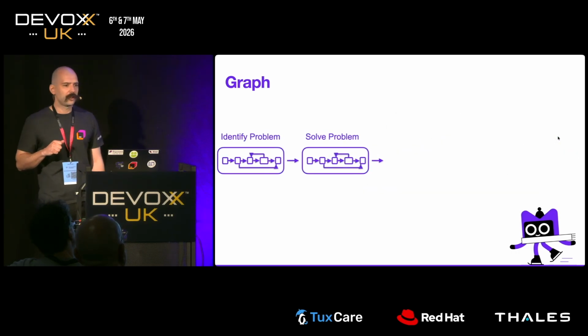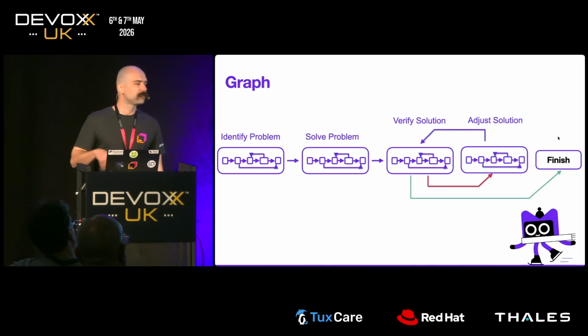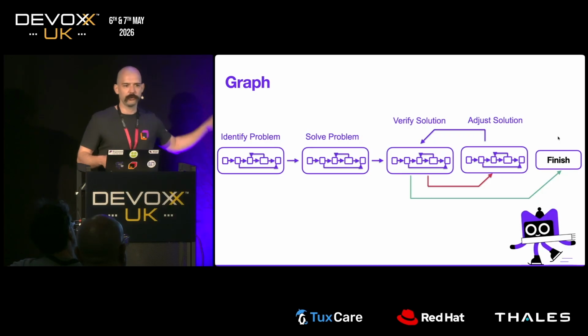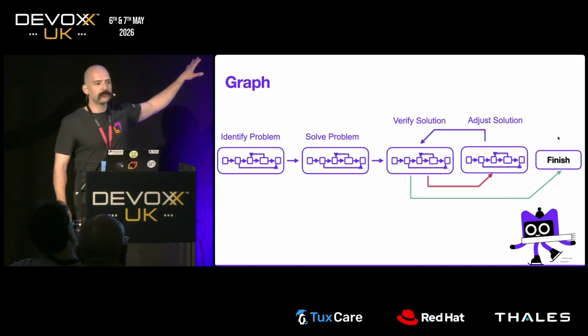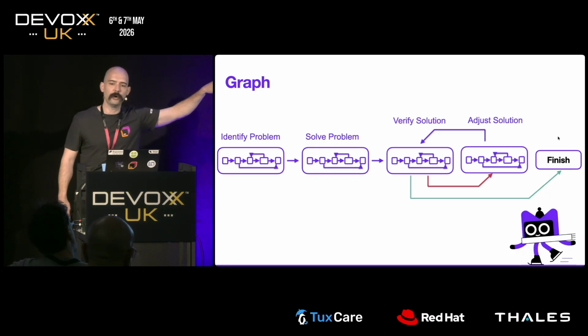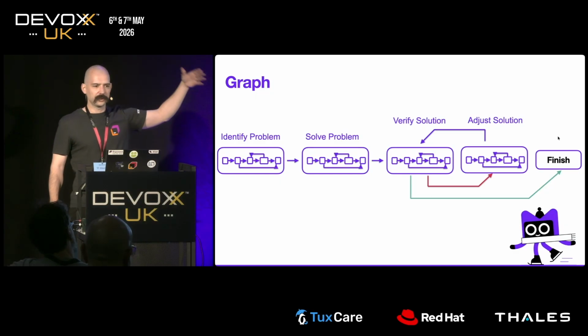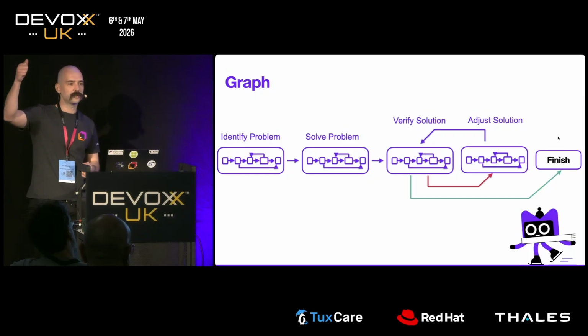And we're going to try and create a more complex graph that consists of subgraphs, and it solves a problem that I think a lot of us are familiar with, right? So if we compare this to a coding agent, identifying the problem of the user could be like the planning phase. Solving the problem could be like the implementation phase. Verifying the solution is the review phase. And then when the review is not successful, we need to adjust the solution.